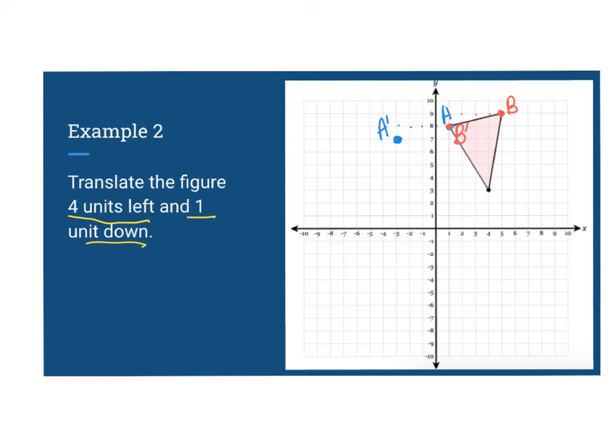And then our last point is down here, which is C. We're going to count 4 left, 1, 2, 3, 4, and 1 down, and there's C prime. And the last thing you need to do is just draw the new triangle, and it's okay if one of the new points ends up on an old point.